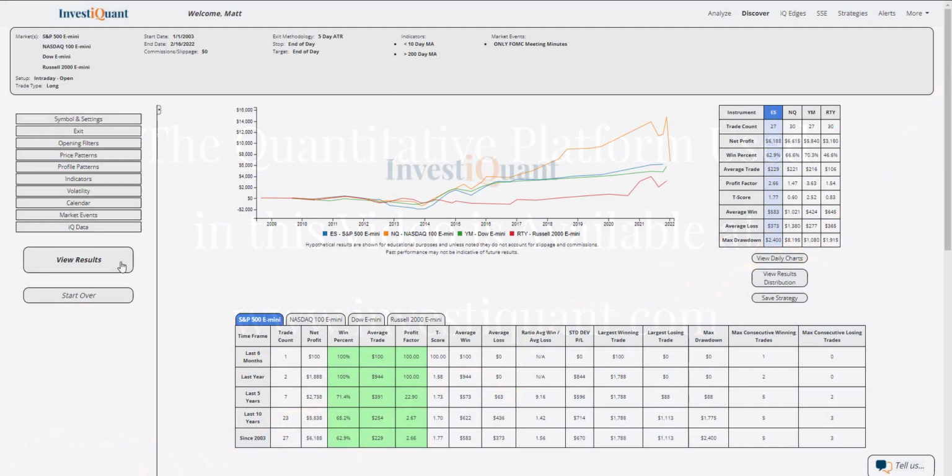All right, here we go. These are the results based upon entering the market long at 9:30 a.m. Eastern Time, exiting at 4:15 p.m. Eastern Time, when it is the day of the FOMC meeting minutes and you are below a 10 but above a 200-day simple moving average. Historically, S&P has 27 samples of this day. We've got 30 in the NASDAQ, 27 in the Dow, 30 in the Russell.